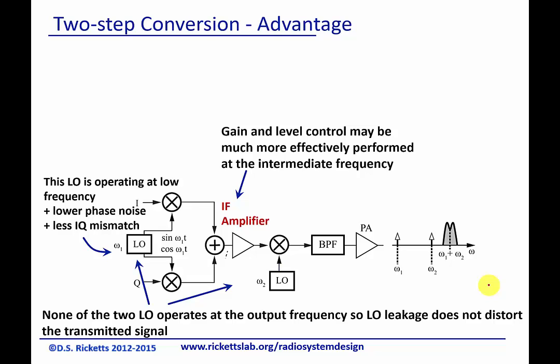Another thing is that we talked in the past that the gain and level control was hard to do at higher frequencies, but with a two-stage conversion, we basically can do all of that here at this intermediate frequency. So what you're seeing is that with the two-stage conversion, not only are we getting rid of the feedthrough problems, we're also able to do all of this low-frequency circuitry in a much easier way. So basically, this upconversion to omega 1 and the amplification at omega 1 is at much lower frequencies, so it's easier to implement in either discrete or in integrated circuits.